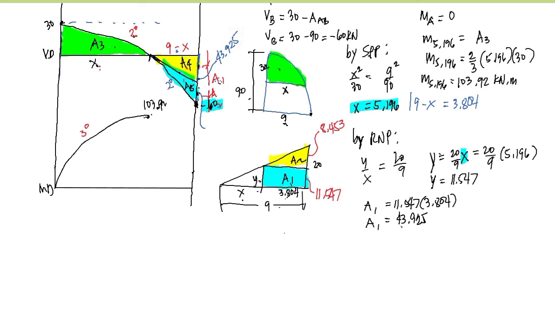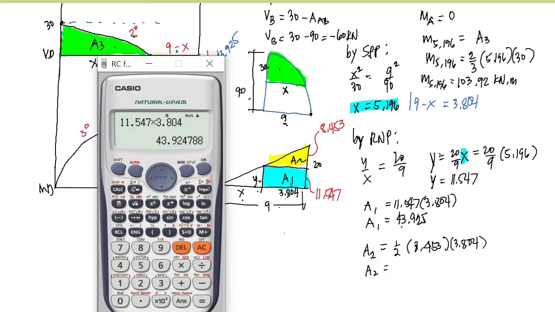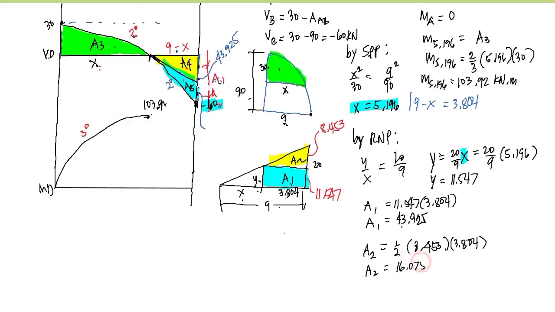Okay, so let's compute area 2. Area 2 is a triangle, so area 2 is equal to 1/2. The base of area 2 is 8.453, and the height is 3.804. So area 2 is equal to 1/2 times 8.453 times 3.804. So we have here 16.078.